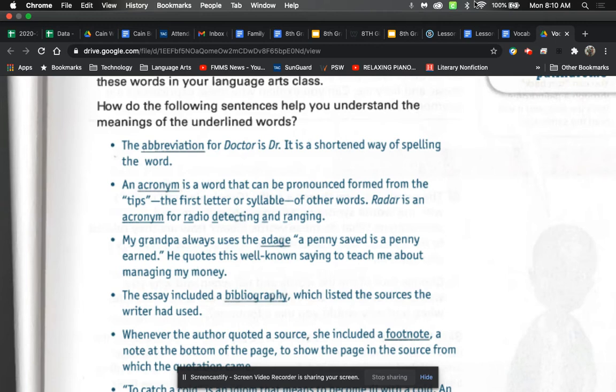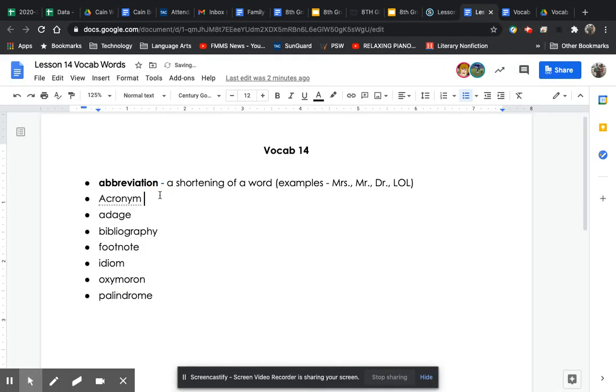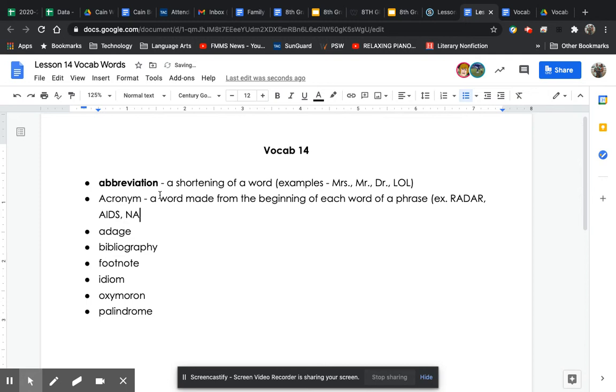Another one is like AIDS. AIDS is a word that we say, but that's autoimmune deficiency syndrome, but it turns into a word. So I'm going to give you the definition here, and then we're going to look for some more examples, okay? So we have a word made from the beginning of each word of a phrase. And I'll put in here examples, radar, AIDS, NASA.